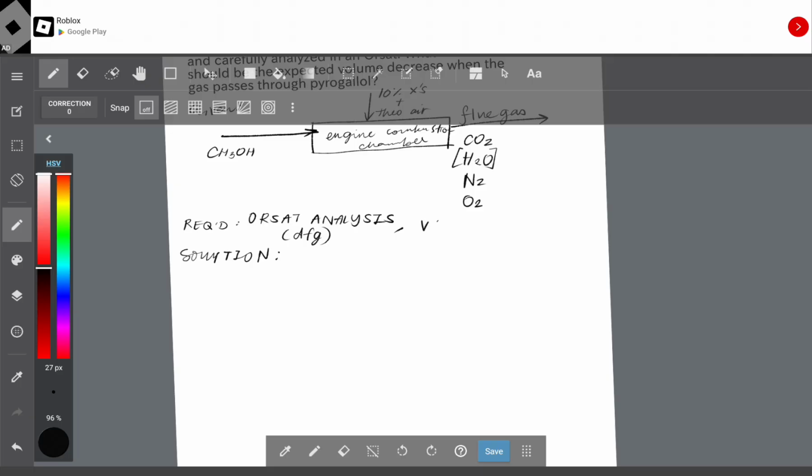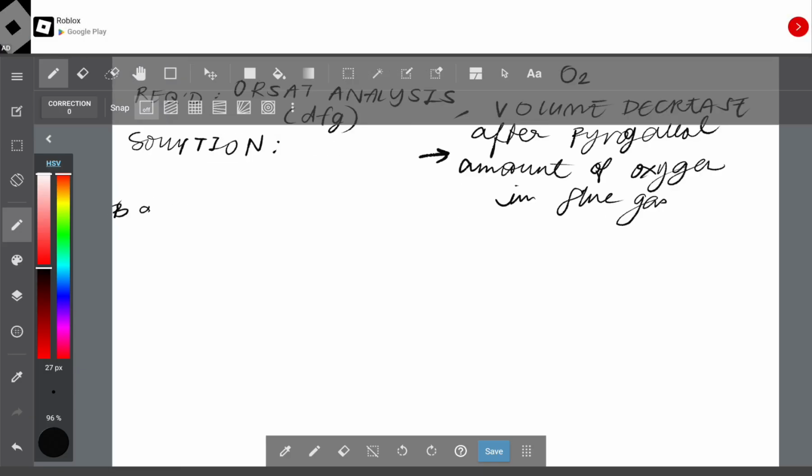Okay, primarily we need to find the volume decrease. Volume decrease after it goes through pyrogallol. And pyrogallol is the solvent which basically absorbs oxygen, so it takes out the oxygen from the flue gas. So we're really just trying to find out the amount of oxygen in the flue gas. We're going to set our basis as 1 mole, 1 lb-mole of methyl alcohol. So this is what you feed into the engine.